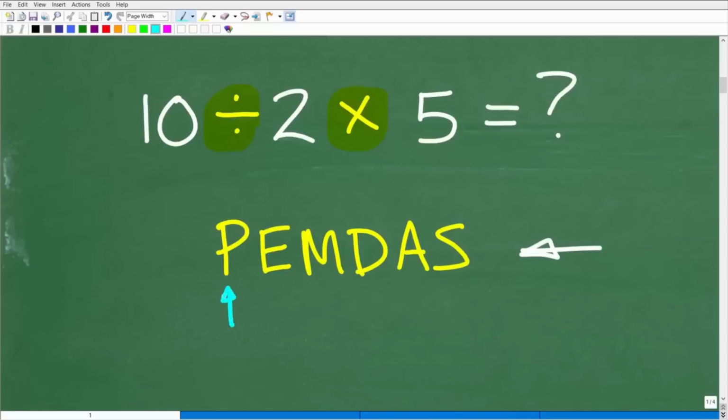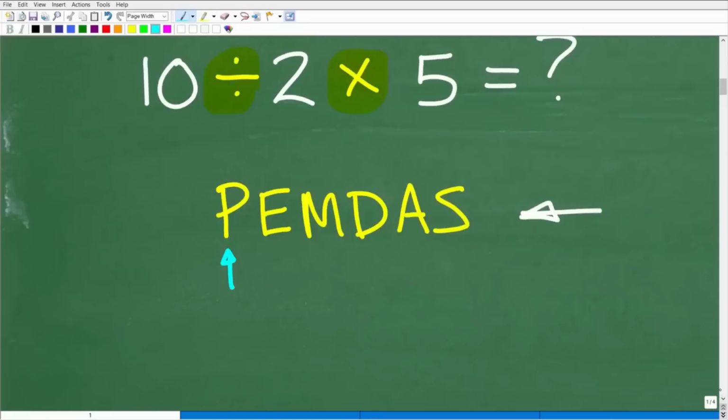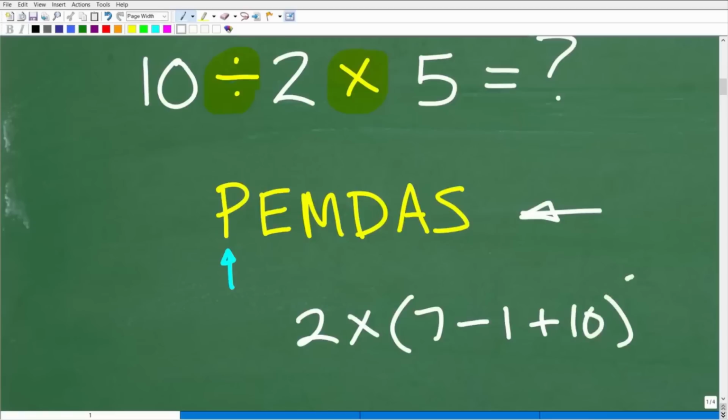So the first thing here is P. Now P stands for parentheses or a grouping symbol. So for example, if I had a problem like this, 2 times 2 times parentheses 7 minus 1 plus 10, squared, something along these lines. The P stands for parentheses. So if you see parentheses, you have to do what's inside the parentheses first. Okay, so you always look for parentheses.